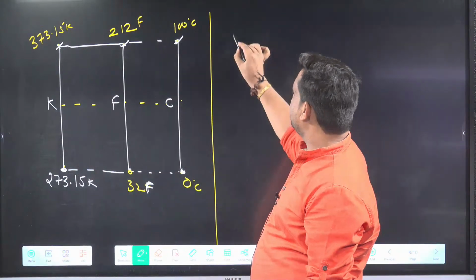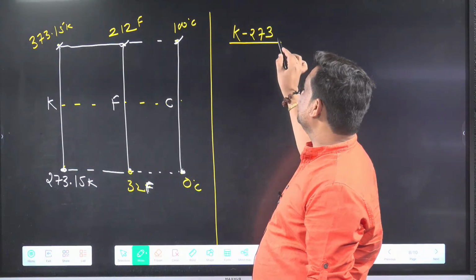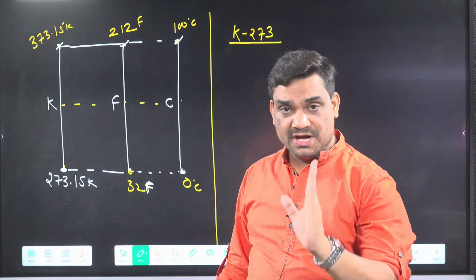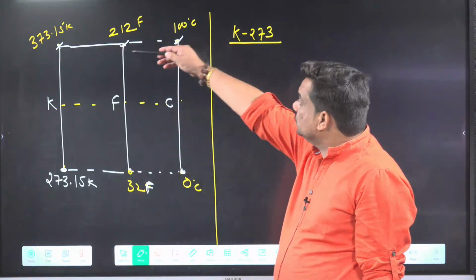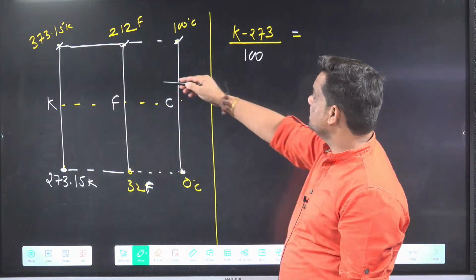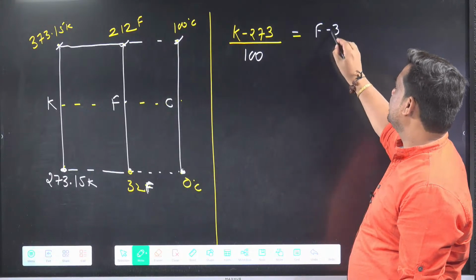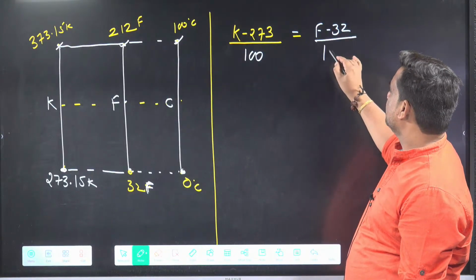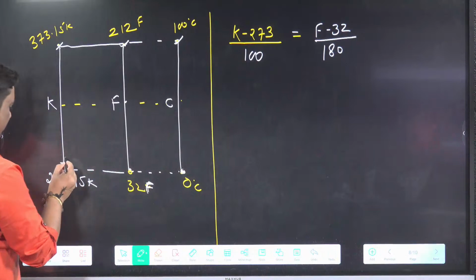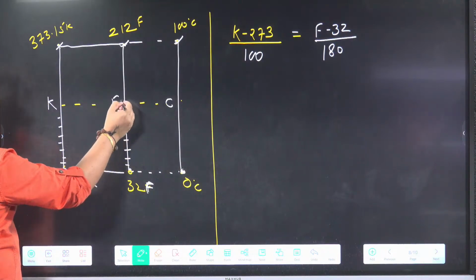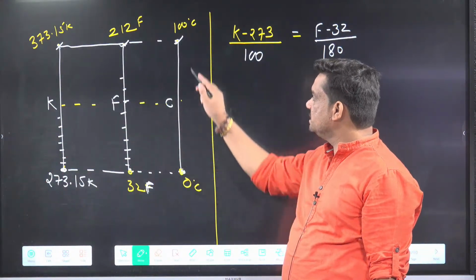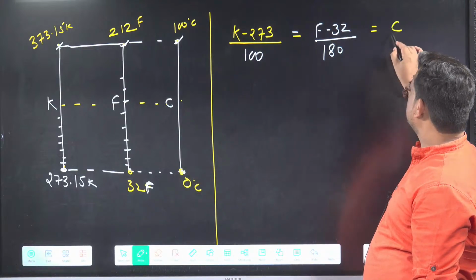So we'll say here K minus 273. I am writing only 273, but you will read it as 273.15, because for the calculation I said we are going to take 273. 373 minus 273, how much will be there? 100. Equal to, we'll say here F minus 32 divided by 212 minus 32, 180. Means here 100 divisions, and here 180 divisions are there. Again we can write C divided by 100.